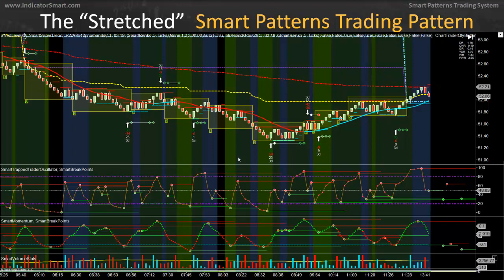You had a double break. You were below two prior lines on the trap trader oscillator, and you were below two prior lines on the smart momentum, and the market came up from there.